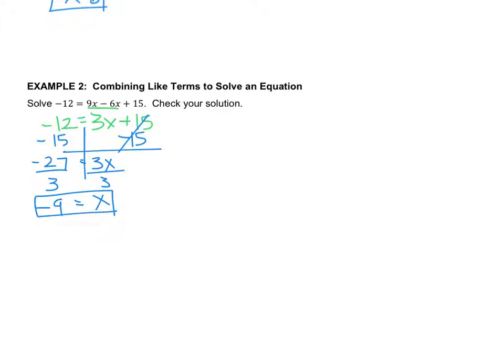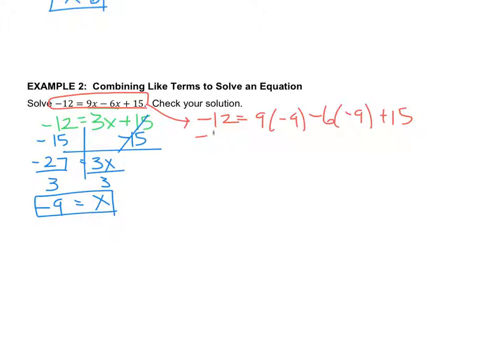So I'm going to rewrite the original equation. When you're checking, you always go back to the original. So negative 12 equals 9 times negative 9 minus 6 times negative 9 plus 15. And you might say to yourself, that's so much more work. Why can't I just use that green equation that Miss Lean wrote down? Because you could have made a mistake there.